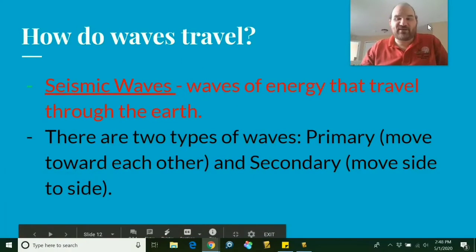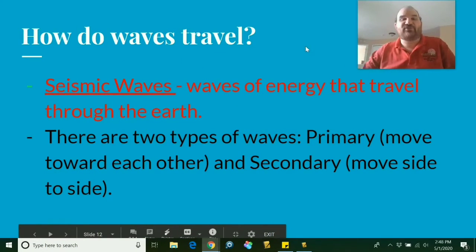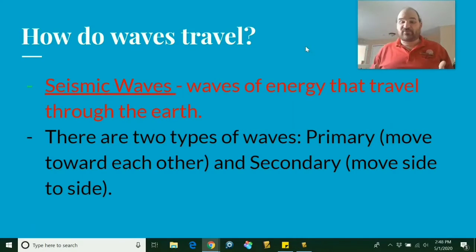Okay, so the seismic waves are the energy that travels through the Earth. There's two types of waves. The primary ones move towards each other, and the secondary ones move side to side. And that's why, with earthquakes, there are a couple of videos available to you on this week's HyperDoc. You take a look at those, especially when you're looking at the structural design videos. They talk about how earthquakes move in 3 different directions. That's what it's talking about with your primary and secondary waves. They move in different directions from each other, and that's why it can be so difficult to build an earthquake-proof structure.